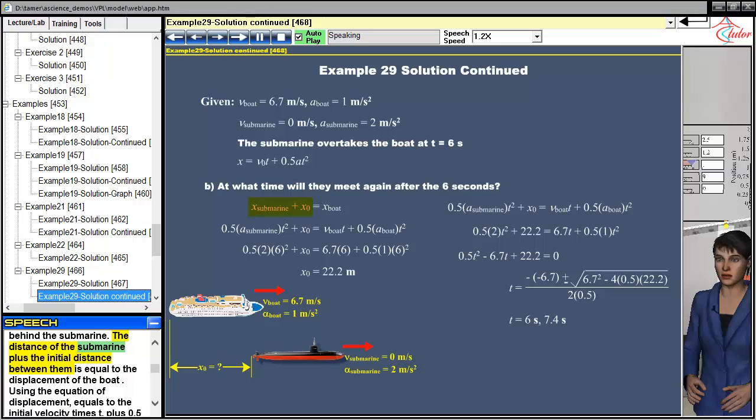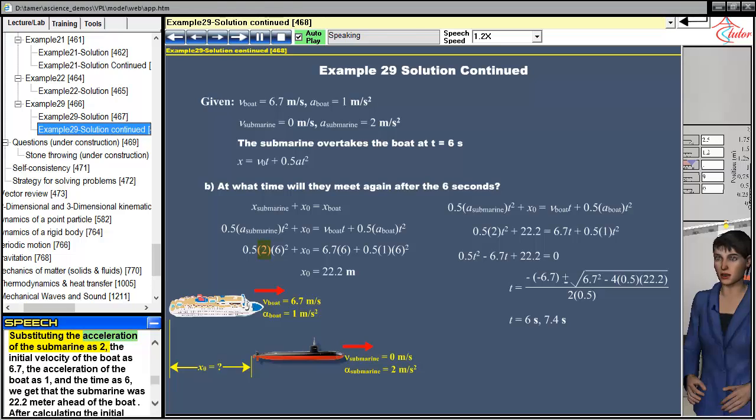The distance of the submarine plus the initial distance between them is equal to the displacement of the boat. Using the equation of displacement, equals the initial velocity times t, plus 0.5 times the acceleration times t squared. Since the initial velocity of the submarine is 0, we just use 0.5 times the acceleration times t squared for its displacement. Substituting the acceleration of the submarine as 2, the initial velocity of the boat as 6.7, the acceleration of the boat as 1, and the time as 6, we get that the submarine was 22.2 meters ahead of the boat.